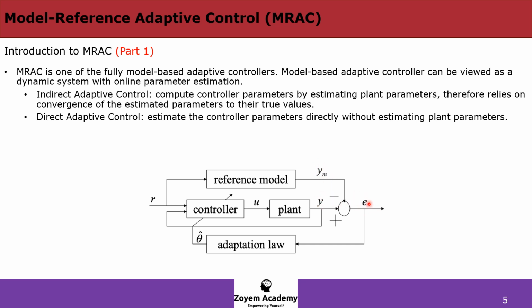So we have an error which is going to be y minus ym. And we're going to also look at the error dynamics in order to be able to determine what the adaptation law is. One way we do that is using the Lyapunov stability theorems, which we will be going over.